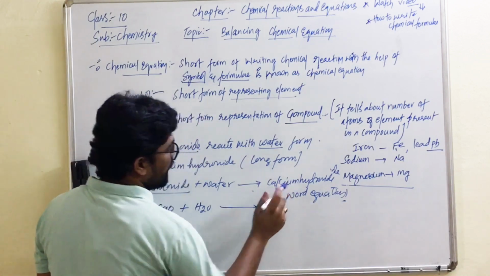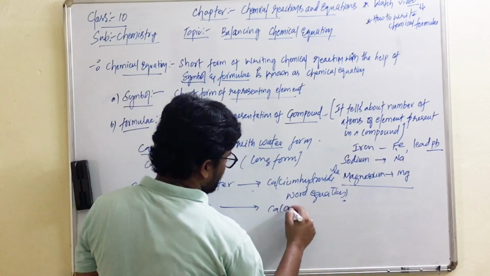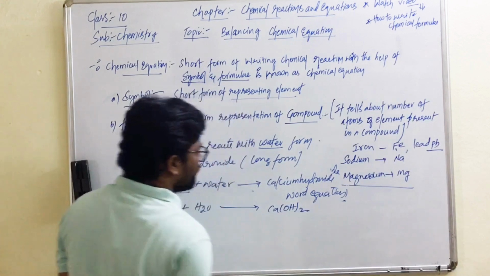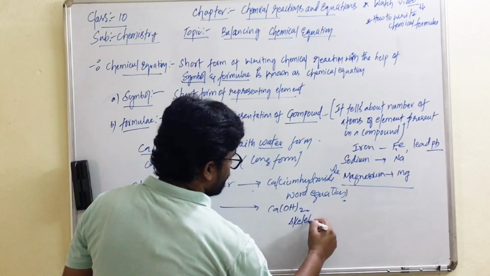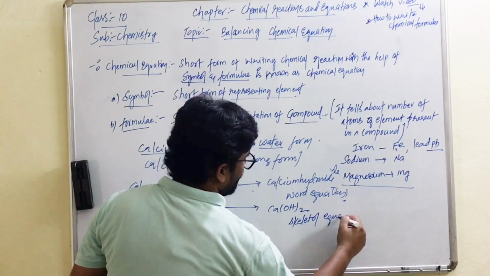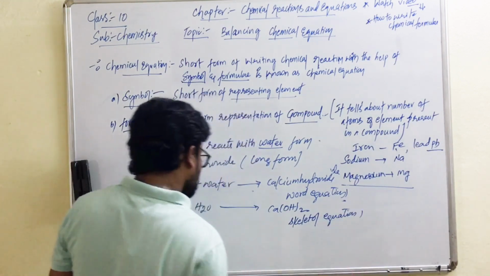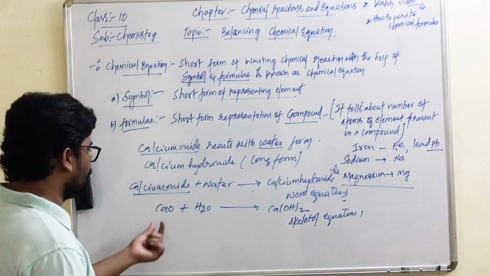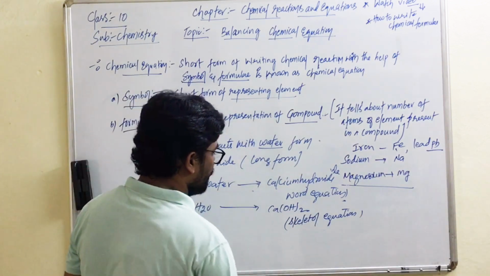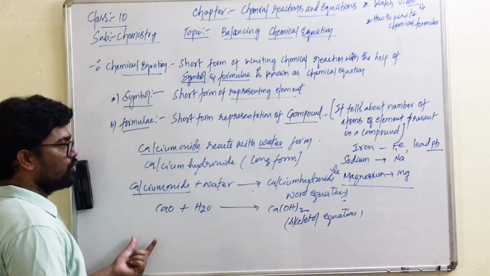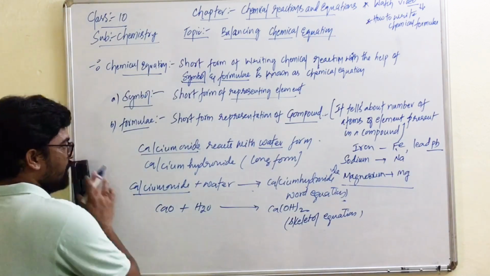It forms calcium hydroxide, Ca(OH) taken twice. Now this we call what? The unbalanced equation, this we call a skeletal equation. Is it clear for everyone? So what is a skeletal equation? The equation which is written with the help of symbols and formulae, we call a skeletal equation. Okay, this is the equation for the second reaction that we studied.